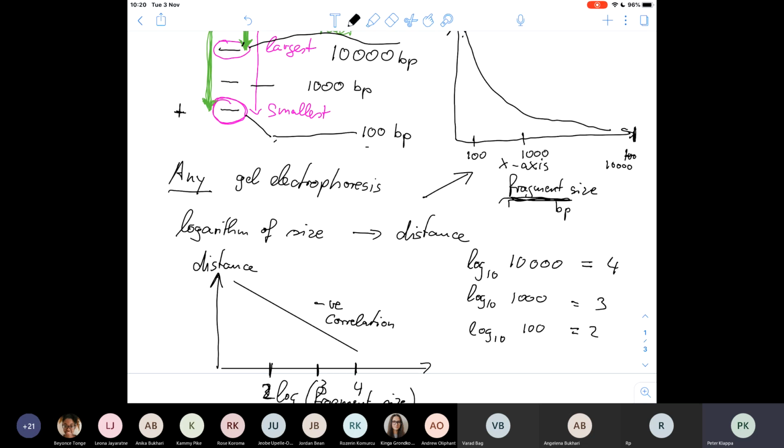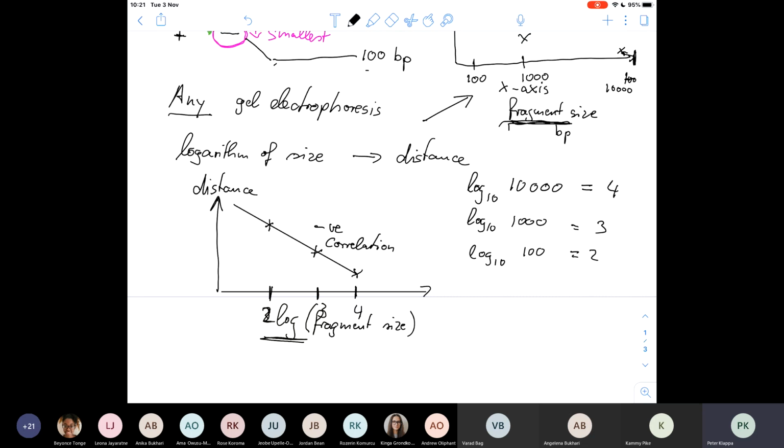Because all you really have is these points here. And because it is a linear graph here, a straight line, you can interpolate, you can draw a straight line. But if you've just got data points like this, let me remove that, so you've just got these data points here, how do you draw the graph? So always go for log fragment versus distance, because then you get a nice straight line.